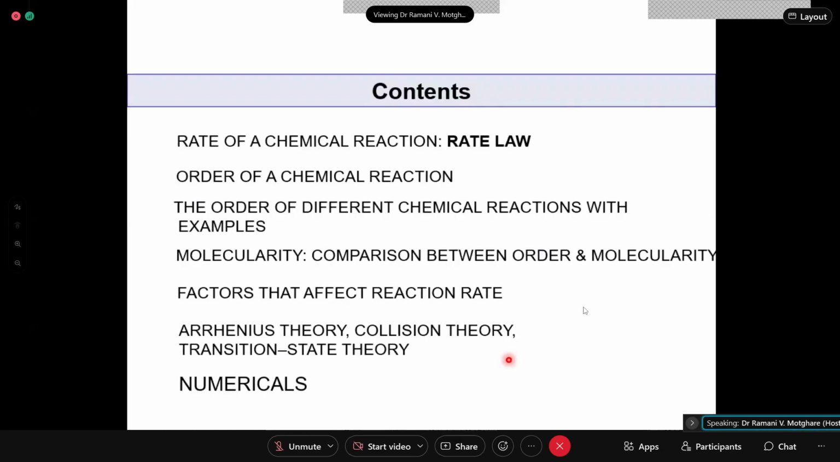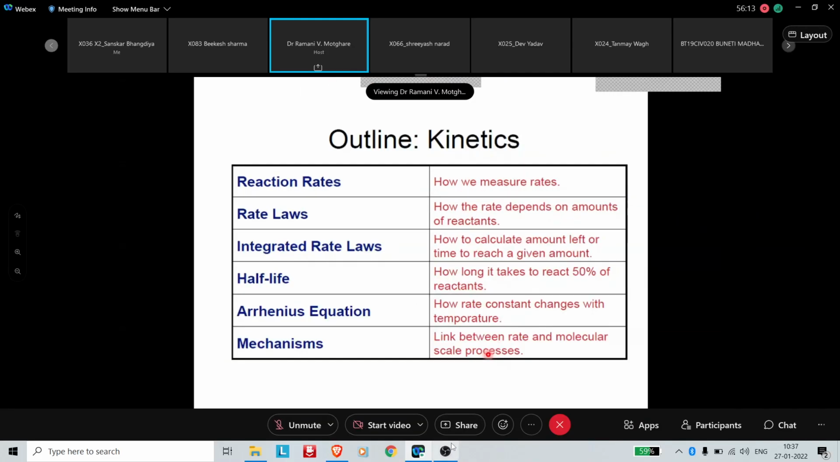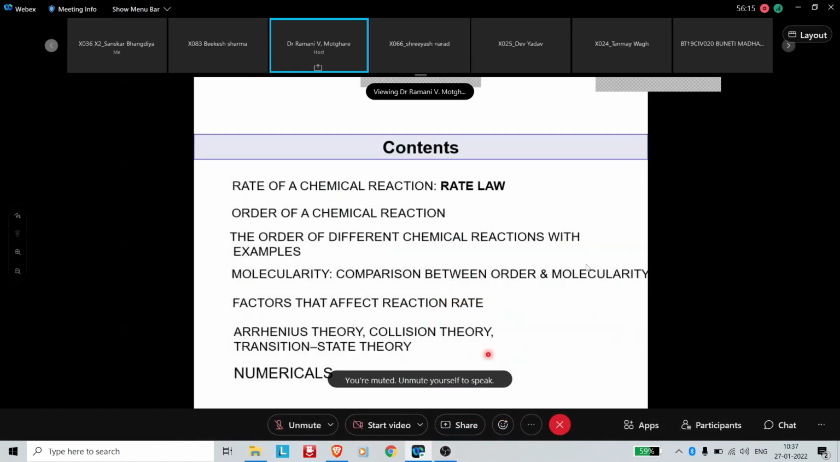Okay. So coming to the contents: rate of chemical reaction, that is termed as rate law, and order of chemical reaction. The order of different chemical reactions with examples we will see. Then what is molecularity and how it is different from order. Then factors that affect reaction rate. Then Arrhenius theory, collision theory and transition state theory, and the numericals based on this part only.